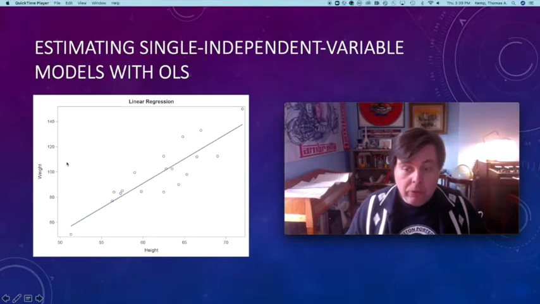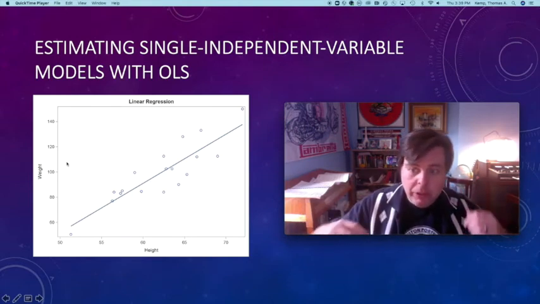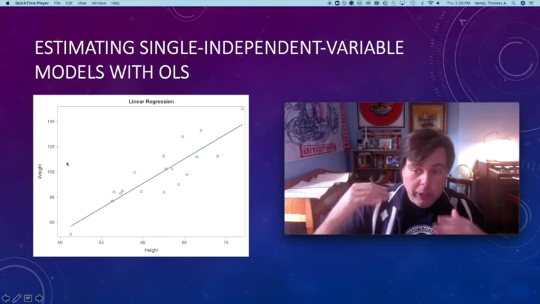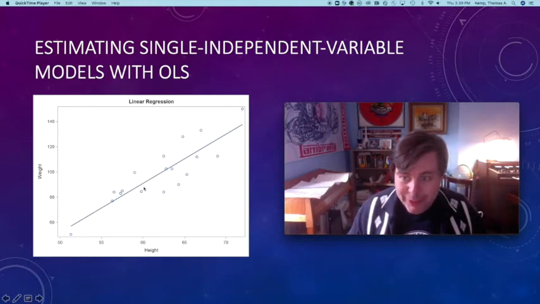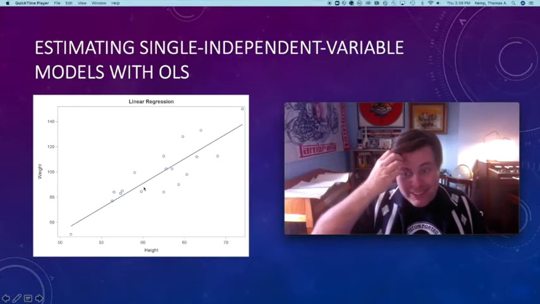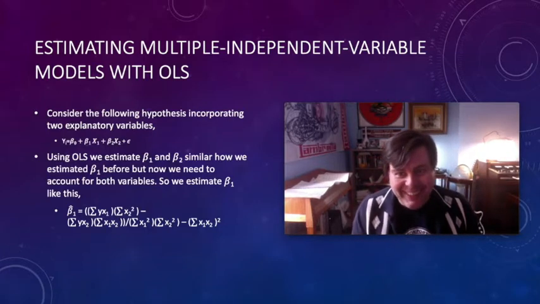So try to keep that image in your mind of this balancing act that OLS is doing to match this observed data to an estimated regression line. Now the slope of this is what? You guessed it, that's your beta 1 in this case. So here we are, multivariate regression. Now we have multiple variables.